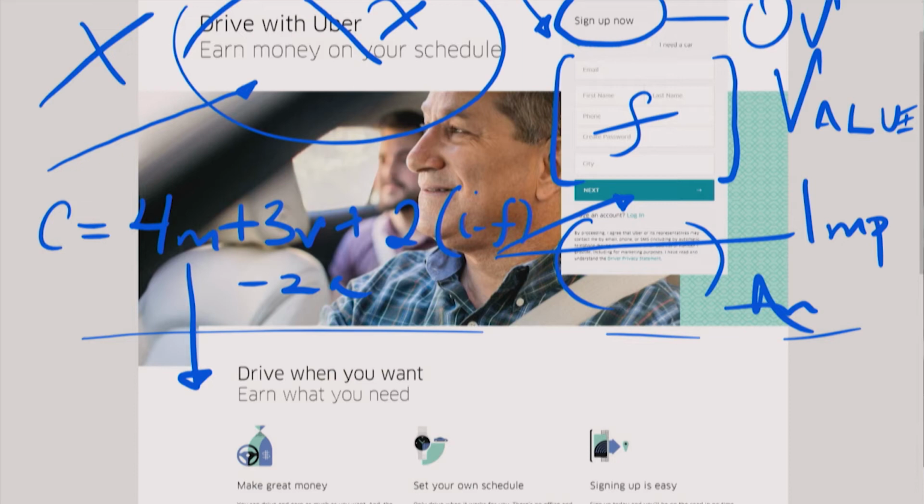This picture of an old man smiling doesn't necessarily help, and this statement of the obvious and all of this friction and anxiety over here. If this was an X, if this was Drive with X, this page would be performing poorly. However, how many of you think this page probably signs up a lot of drivers?